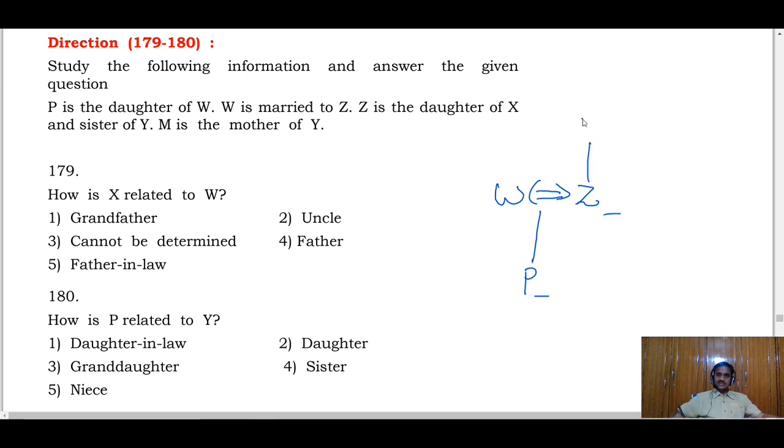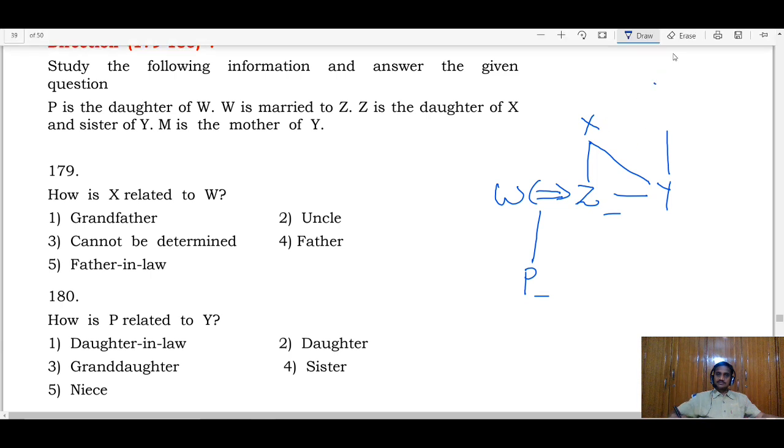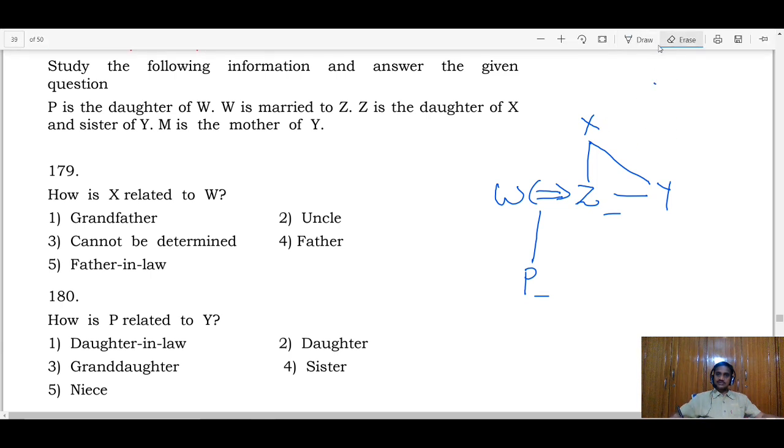Now this Z is the daughter of whom? X. And Z is the sister of Y. Now Z and Y are the children of this X. M is the mother of Y. M is the mother of whom? M is the mother of Y. As of now, M is the mother of Y means M is the mother, X is the father.